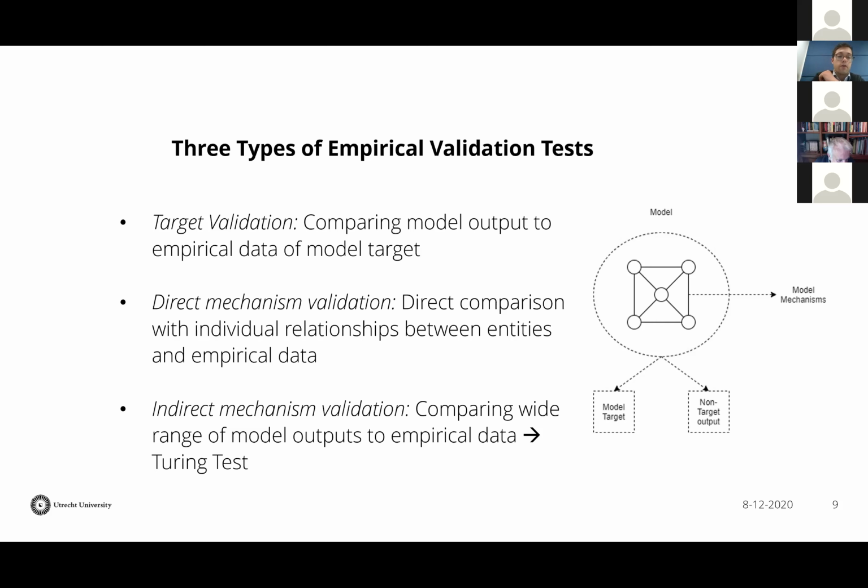Then finally, there's indirect model mechanism validation, which is comparing a wide range of model outputs to empirical data. So this is not when we are directly assessing the model mechanisms, but rather we take a very broad range of model output and compare this to empirical data. And this is a bit like a Turing test. We basically ask the model questions to which we have well-known answers. And this builds trust in the model mechanisms without actually assessing the model mechanisms in a direct way.